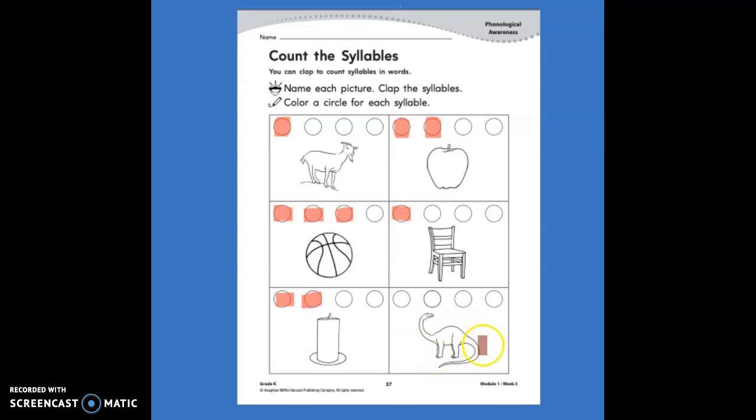And our last picture is a dinosaur. So let's clap out the word dinosaur. You ready? Get your hands ready. Dinosaur. How many? 3. There are 3 syllables in the word dinosaur. So I want to color in 3 circles. Good job today working on syllables.